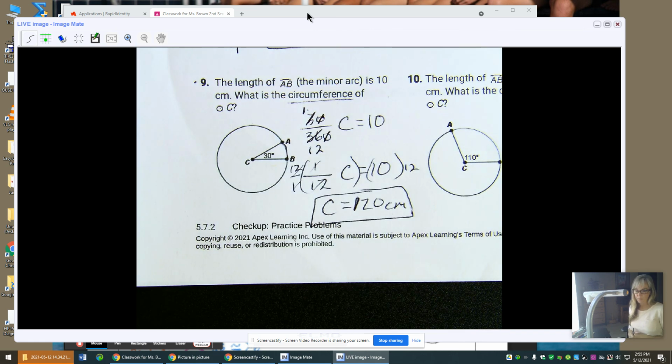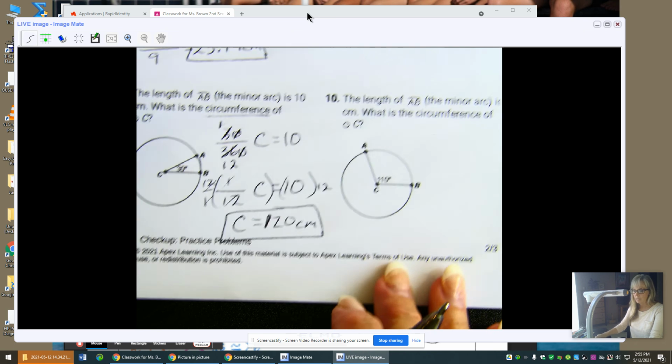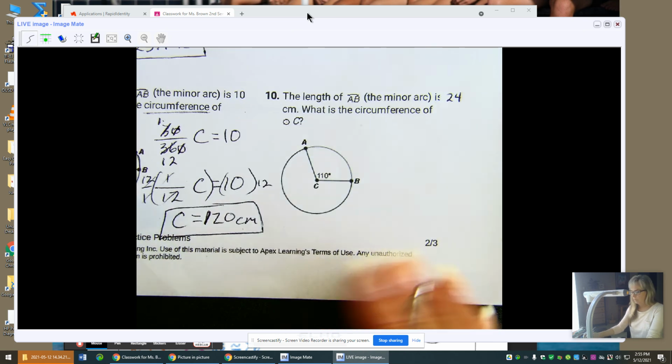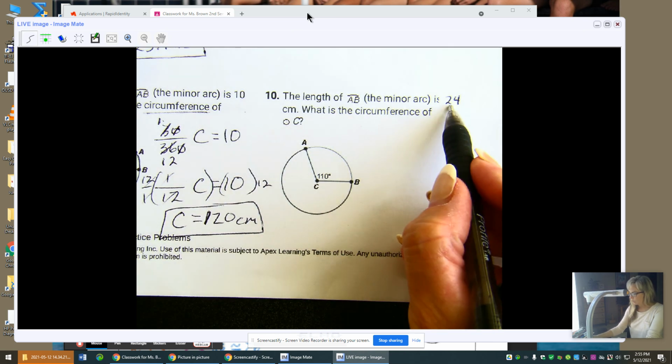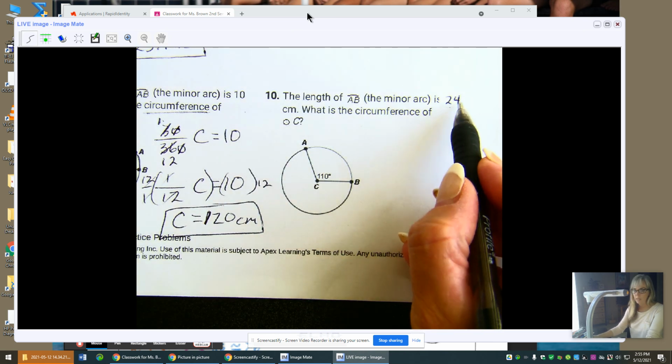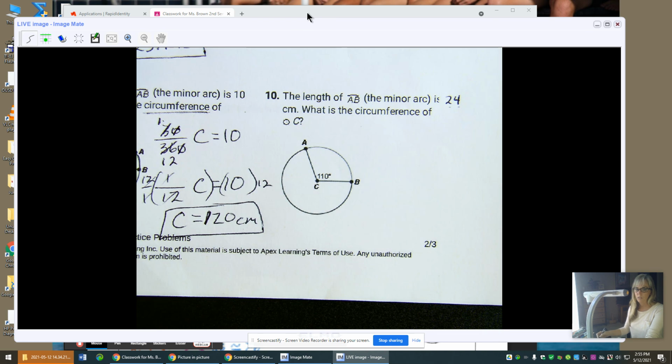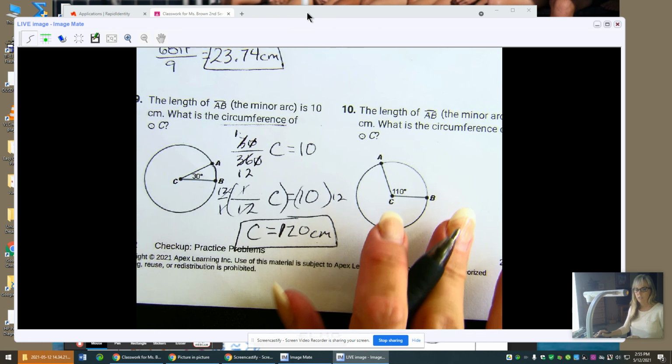Okie doke. I think I should probably help you set up 10. It's the exact same problem, not to mention it's cut off. It says the arc length is 24 centimeters. That got cut off. What's the circumference? I'm going to let you try it and check solutions.